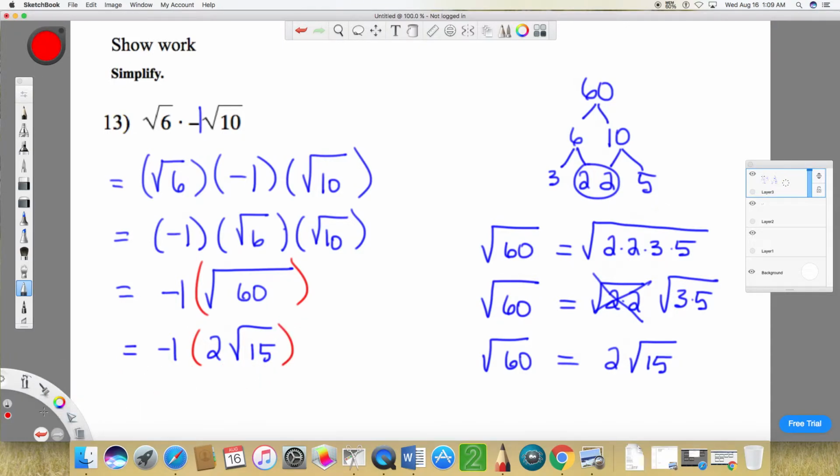And then these numbers that are being multiplied together here are outside of the radical. A negative 1 times a positive 2 is negative 2 times the square root of 15. And that's our final answer. So this original product simplifies to just negative 2 times the square root of 15.